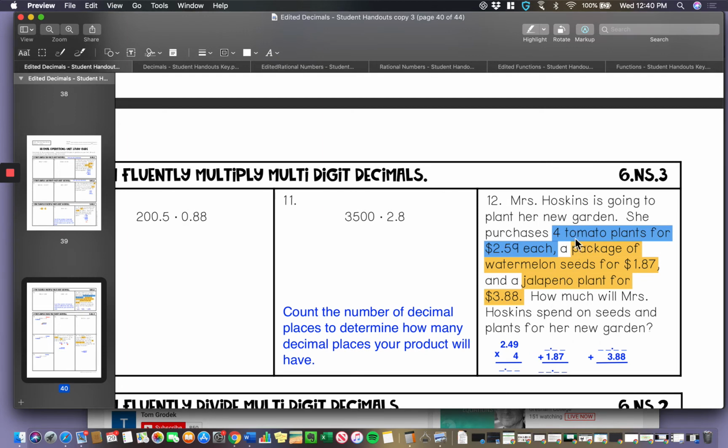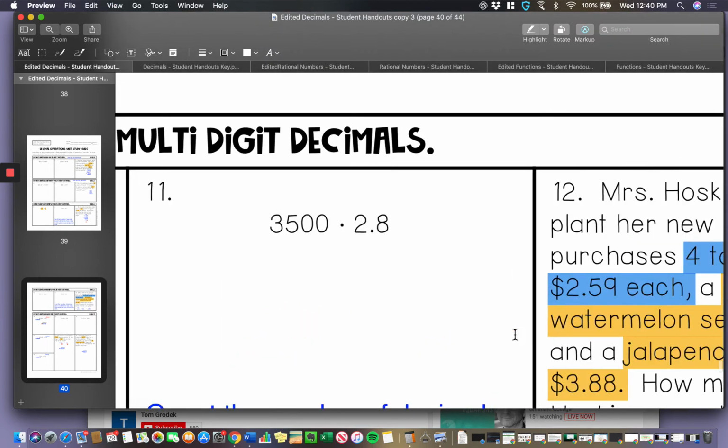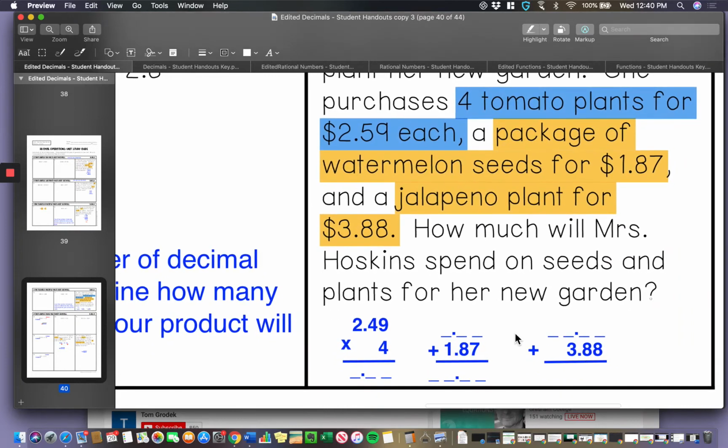The first information I had here was 4 tomato plants for $2.59. So what I've done here is I'm going to take the $2.59 it costs for 1 tomato plant and multiply it by 4, okay, to get an answer. You're going to take your answer here because this is the total amount for the tomato plants, and that's going to go up here. So in addition to the 4 tomato plants, we had to add $1.87 for watermelon seeds to get a new amount. And then I'm going to take this answer and move it over here and add how much the jalapeno plant costs.